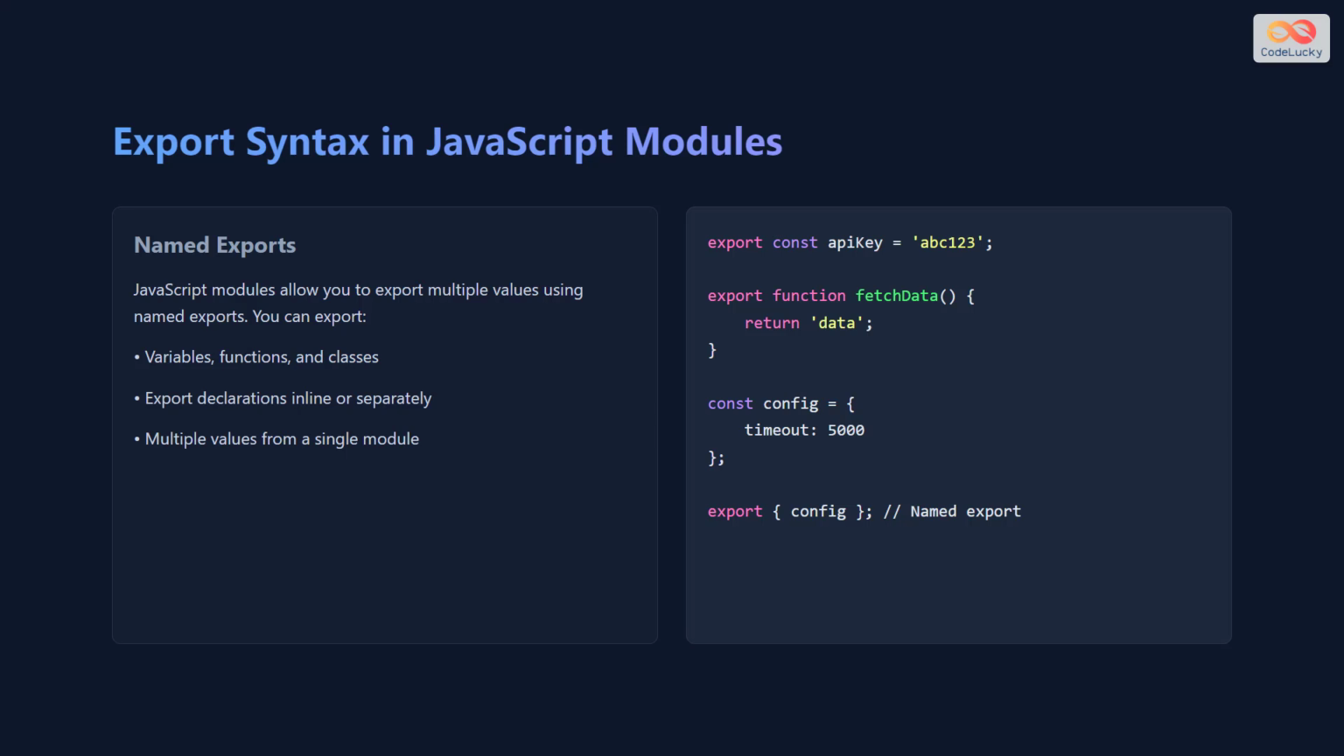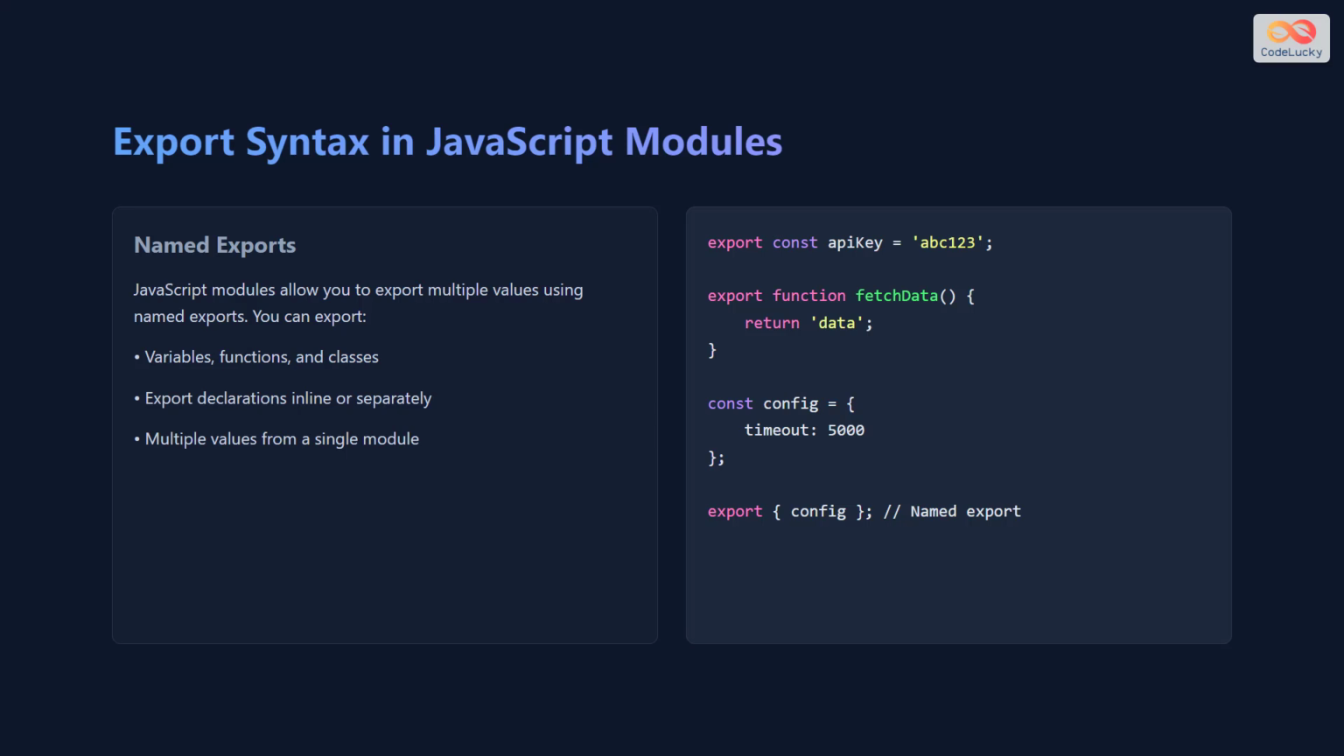JavaScript modules allow you to export multiple values using named exports. You can export variables, functions, and classes. Export declarations can be written inline or separately. This way you can export multiple values from a single module.